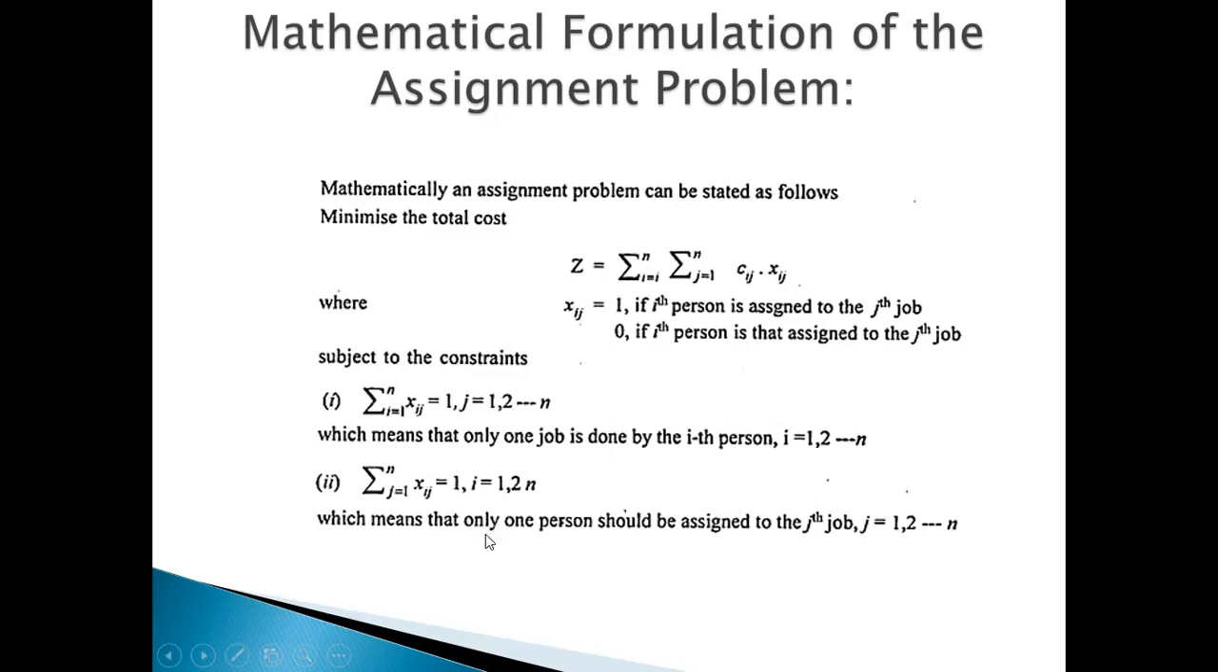And the second equation tells about the manpower constraint. Only one person should be assigned to do the job. So this can be mathematically denoted as summation j varies from 1 to n, xij is equal to 1.